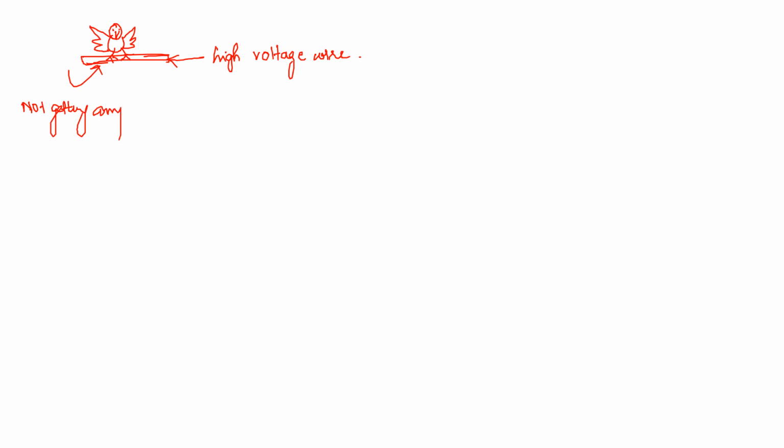Now let's see the whole thing. See, this is our wire, a high voltage wire. Now a bird is sitting on it. This bird is not getting any shock. So can you explain why?